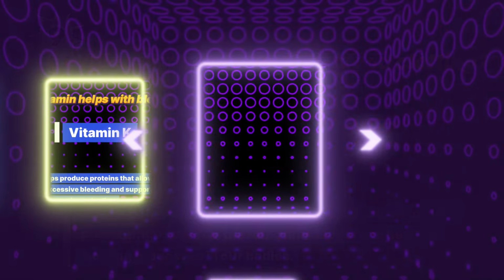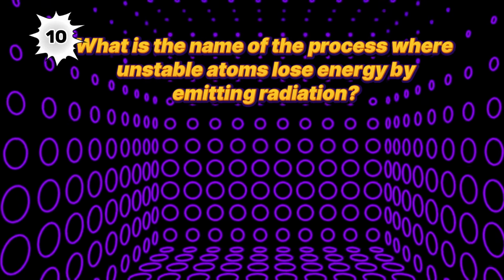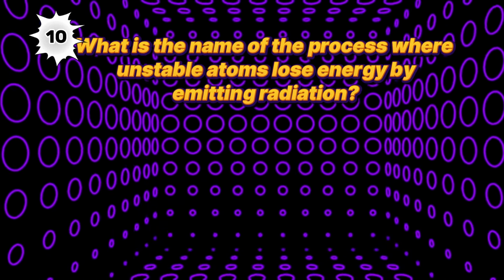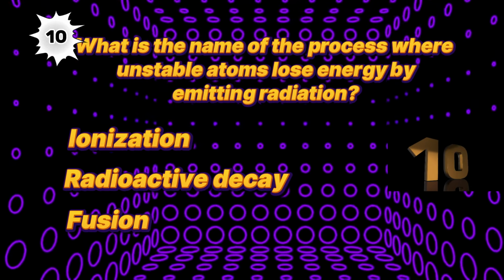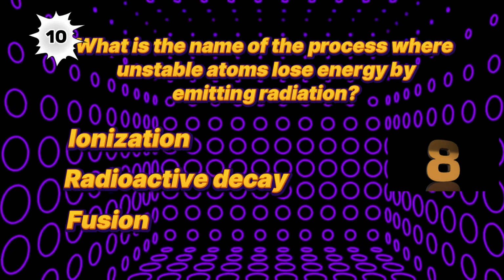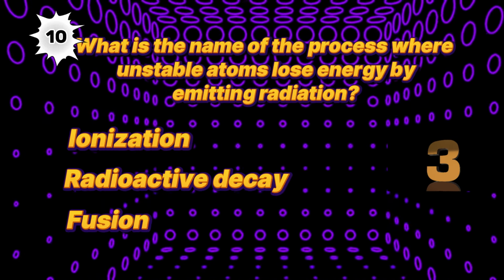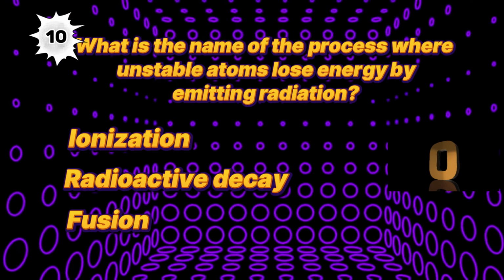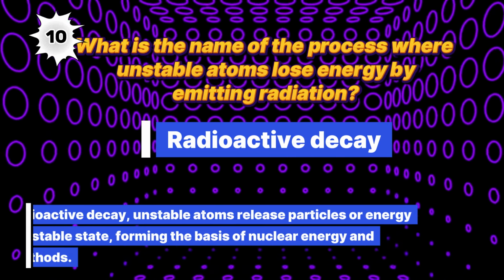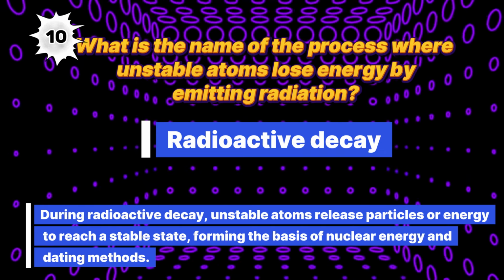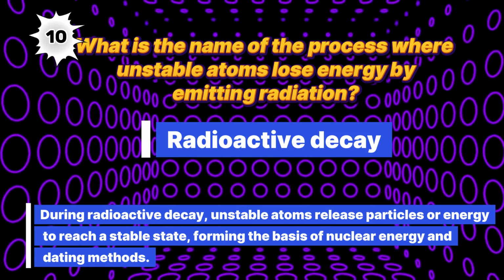What is the name of the process where unstable atoms lose energy by emitting radiation? Could it be ionization, radioactive decay, or fusion? The correct process is known as radioactive decay. During radioactive decay, unstable atoms release particles or energy to reach a stable state, forming the basis of nuclear energy and dating methods.